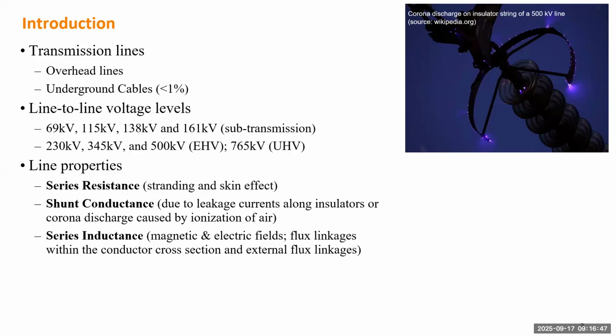Series inductance is basically just because of the magnetic and electric field of the transmission lines with alternating current. So there will be a magnetic field induced, which can delay the current phase compared to the phase of the voltage. That can be modeled by some inductance.